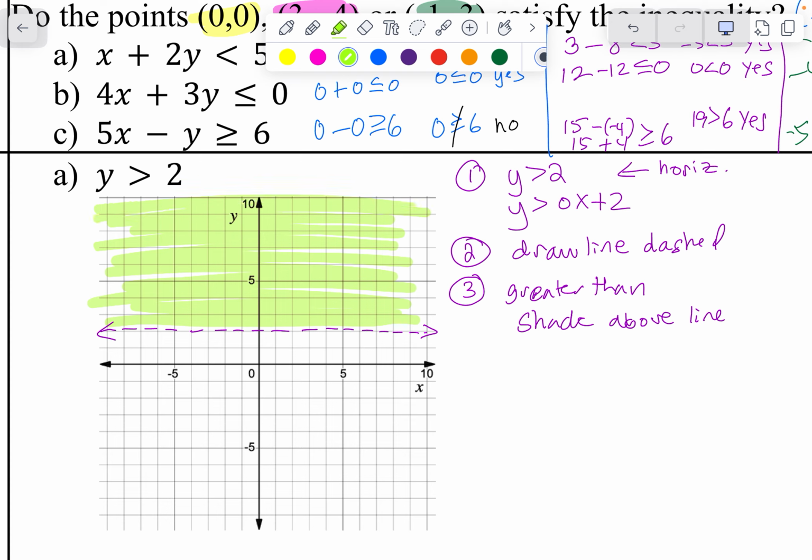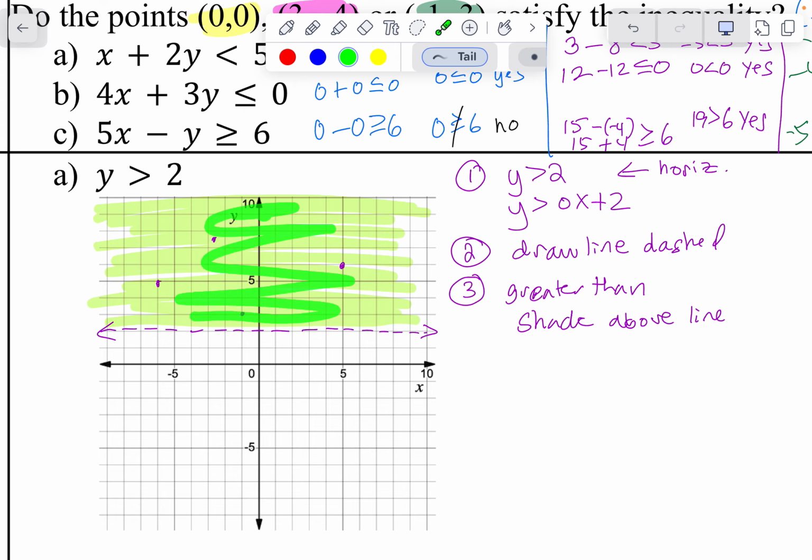Now what that means is that any point in that region makes the inequality true. So this point works, this point works, this point works, this point works. Any of those points will work. We can't touch the line itself because there's not any equality. So it works all the way up until we get right to that line, and those points do not work. But anything above them are going to work just fine.